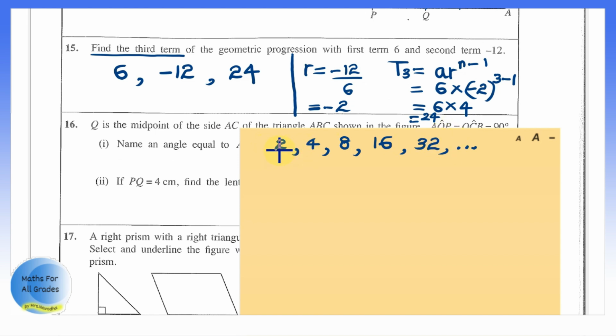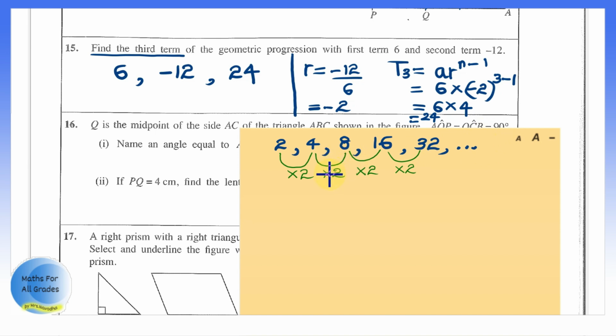The first term is 2. The second term is obtained by multiplying the first term by 2. And the third term is obtained by multiplying the second term by 2. 4 times 2, 8. So you can see the sequence is continuing in this manner. 8 times 2, 16. 16 times 2, 32. So you know the next term is 32 times 2 equals 64.